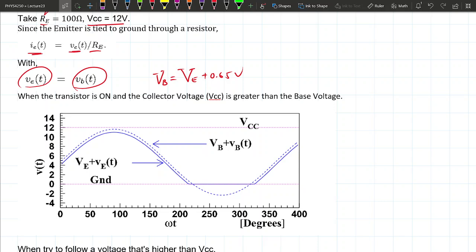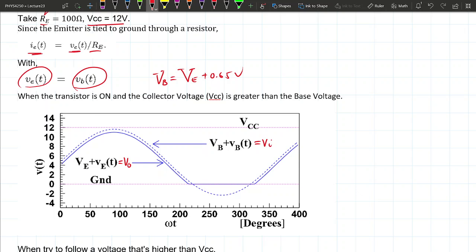So the base, basically your input V in, is this dashed line here, and it oscillates up and down, up and down. In fact, the dashed line goes below 0. And then the output is the solid line, V out. You can see that the solid line and the dashed line follow each other with a space between them. How big is that space between them?